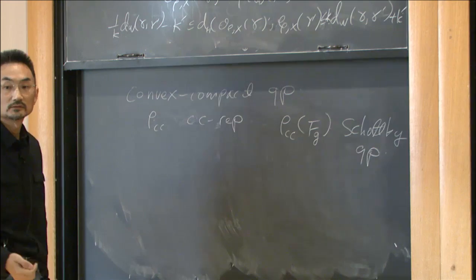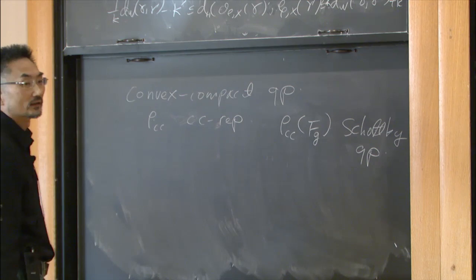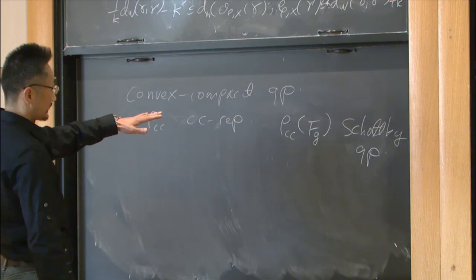Any questions? What is it? Theta rho x. Just the orbit map. And so that's a definition of a Schottky group.